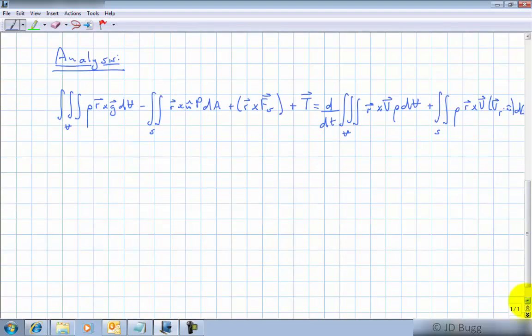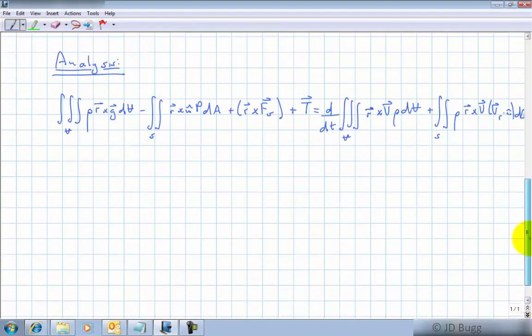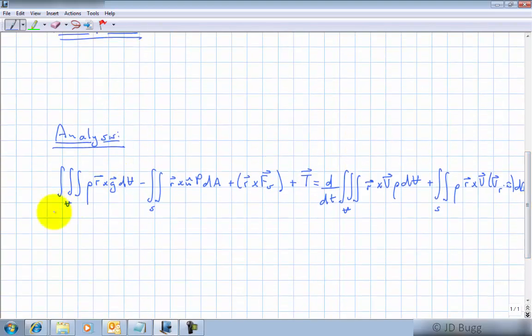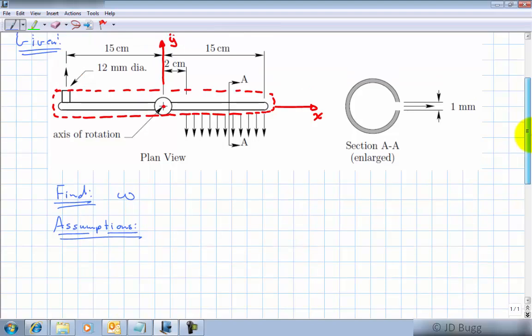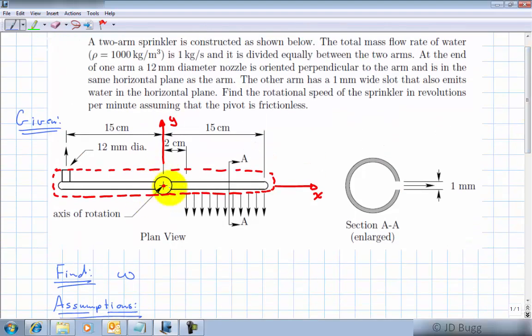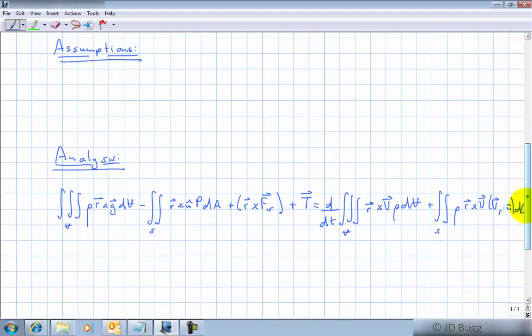So we begin to take a look at what assumptions or simplifications we can make to this equation. First of all, the body force term. Well, this is where we can look ahead and realize that we're actually only going to be interested in the K component of this because we're looking for rotation around the K axis. So even though the weight of this arm is going to produce a moment around the Y axis in one direction, and the weight of this arm is going to produce a moment around the Y axis in the other direction, they're not going to produce any moment around the K axis.